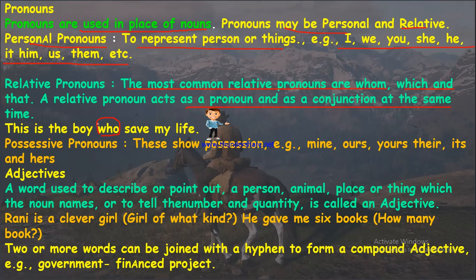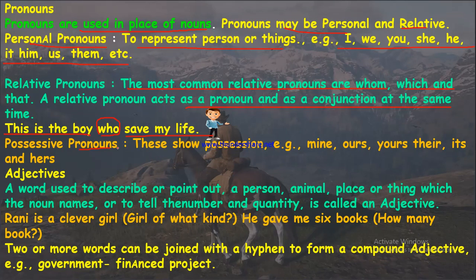So in this sentence, what does the conjunction do? We will study it further in the video. For now you can get an idea that a conjunction joins two sentences. This is the boy who saved my life. There are two sentences, and the conjunction, as a relative pronoun, is acting to join the sentences.